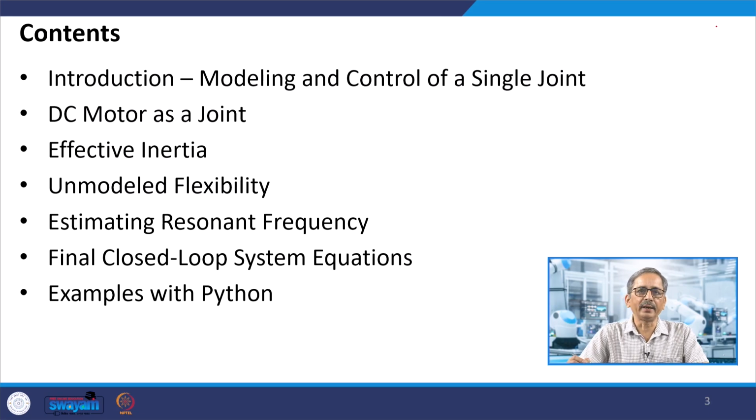So, here are the contents. I will introduce the topic to you, then we will see the DC motor at a joint, and then effective inertia, what the role of unmodeled flexibilities is, and how we can estimate the resonance frequency, and then the final closed loop system equation, and I will be illustrating some of the examples with Python.